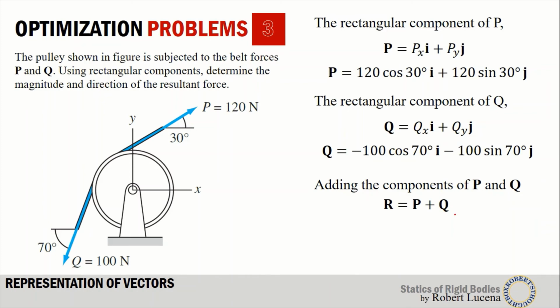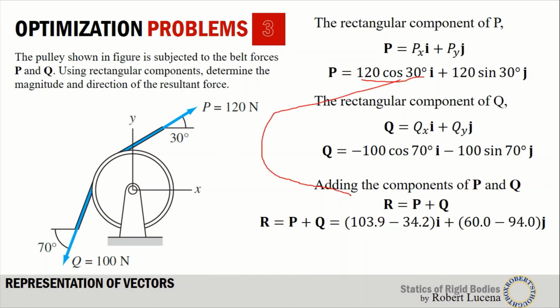So as we discussed, when we add vectors, their components should be added. If you try to see here, you add the values of i of P. So 120 cosine 30 is this one, and minus 100 cosine 70 is this one.